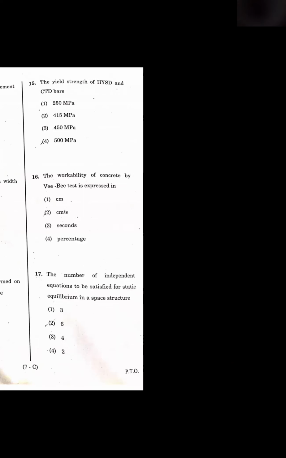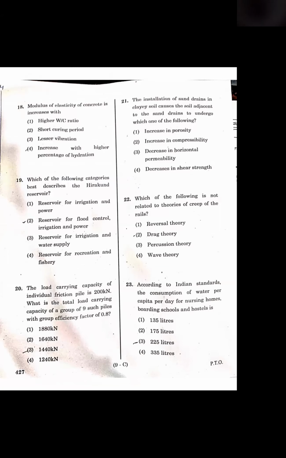Now the modulus of elasticity of concrete increases with increase in the higher percentage of hydration. Fourth one. Then which of the following categories best describes the Hirakud reservoir? It is a reservoir for flood control, irrigation and power. The load carrying capacity of individual friction pile is 200. Then its answer is 1440.